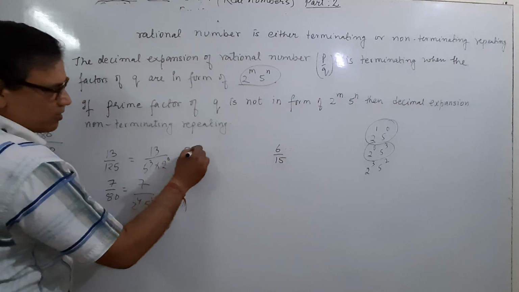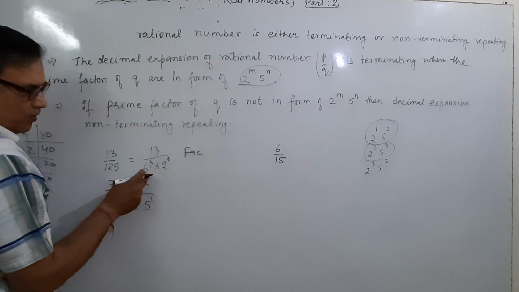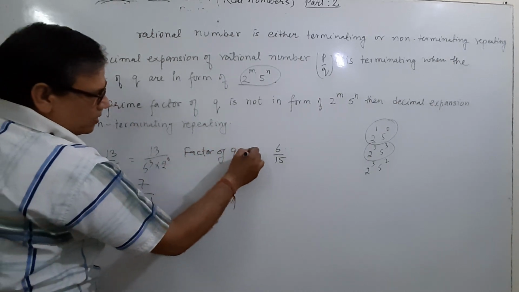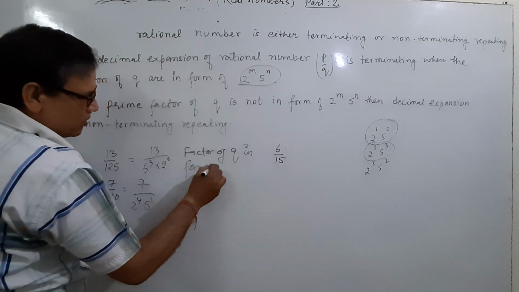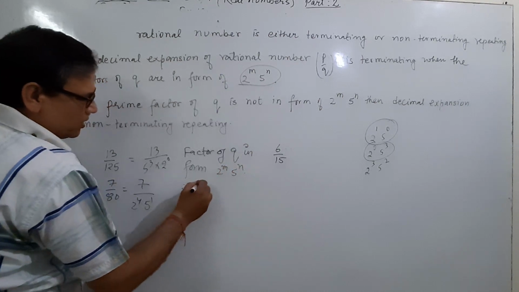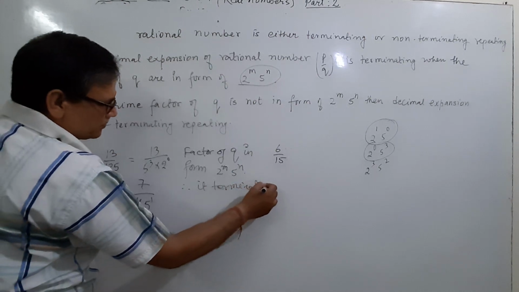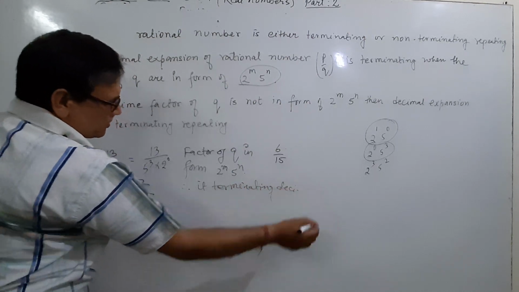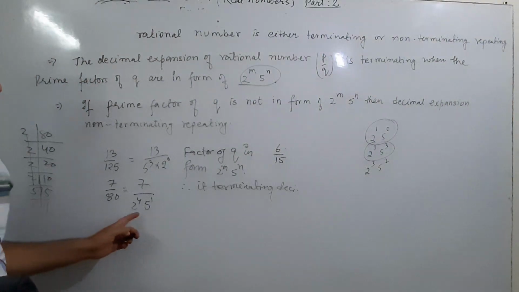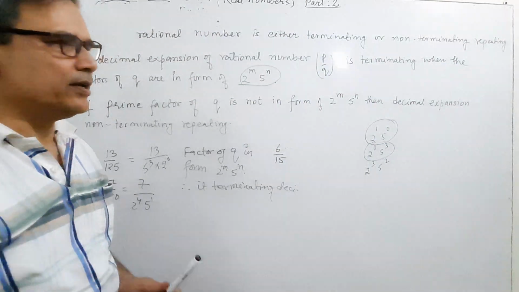We have to write the factors of Q. The same statement you have to write after: factors of Q are in the form of 2 power m, 5 power n. Therefore, it is a terminating decimal expansion. And similarly, it is also in the form of 2 power m, 5 power n. Therefore, it is a terminating decimal expansion.